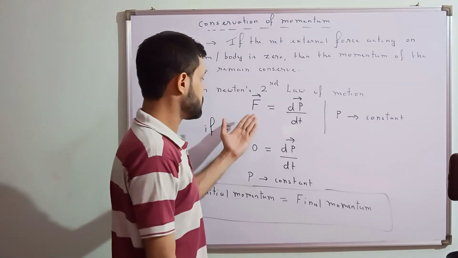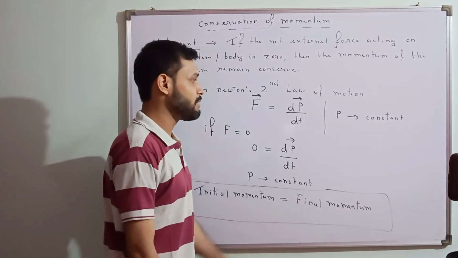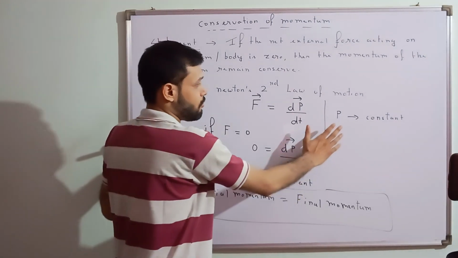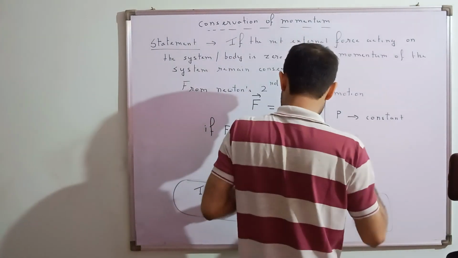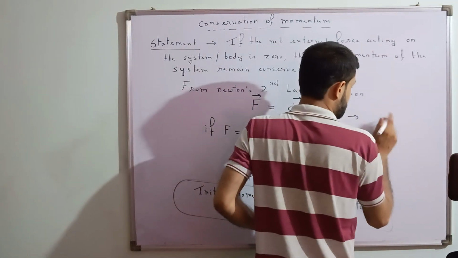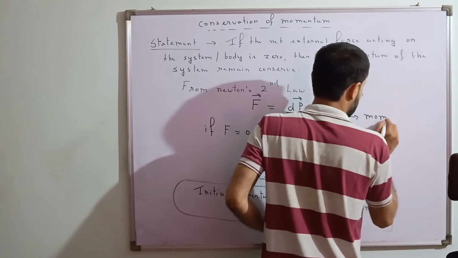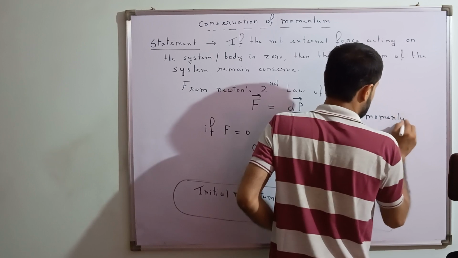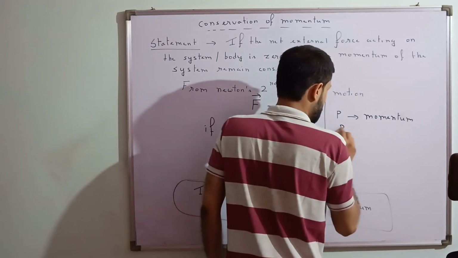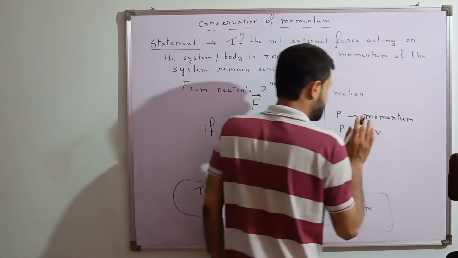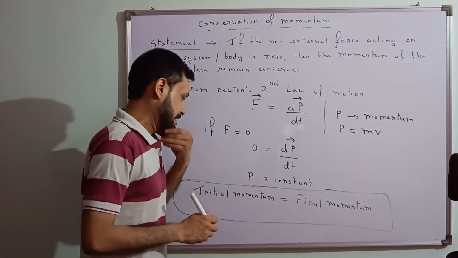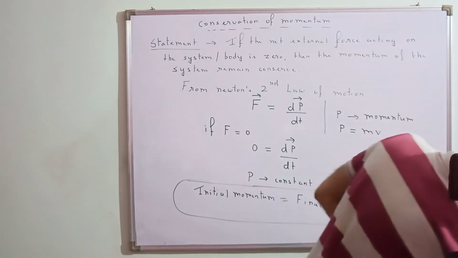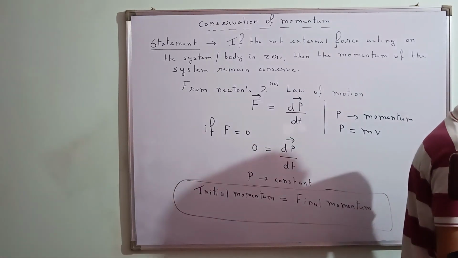Now, how can we say this? We know that force is equal to dp by dt, the rate of change of momentum, from Newton's second law of motion. This p is momentum, and it's constant over here. And we know P is equal to m into v, mass into velocity. So initial momentum is equal to final momentum. This is the basic idea.